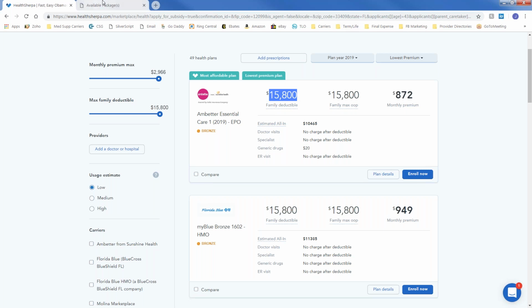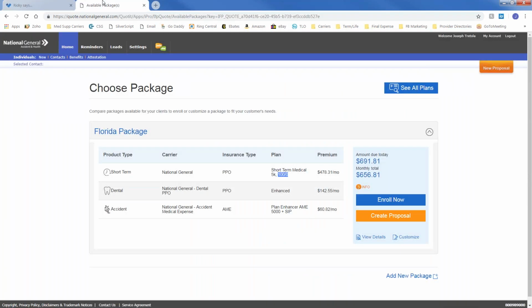So to do an apples-to-apples comparison, when you look at the premium of $478.31, and again, that's for the family, plus the $5,000 deductible, my annual exposure just went from $26,000 down to $10,000. I'm going to repeat that. My annual exposure just went down from $26,000 down to $10,000.